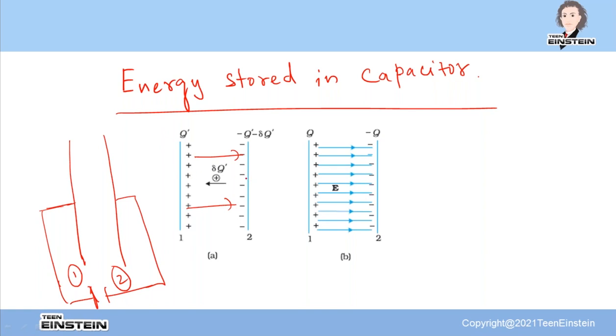So what is this work done? How do we calculate it? Since I am taking an infinitesimally small charge delta q prime, my work done will also be small. This is dW, or delta W, whatever you want to call it. So this I have to find out. How do we find the work done?